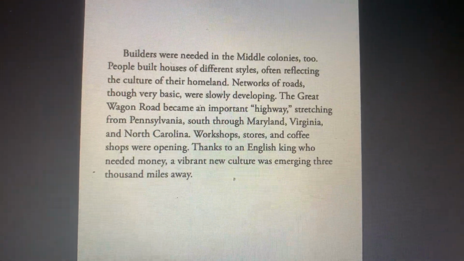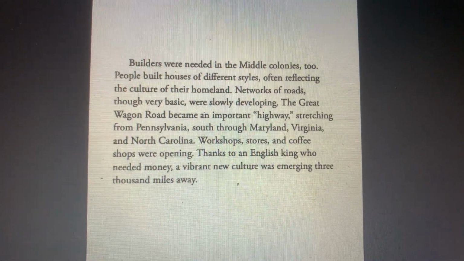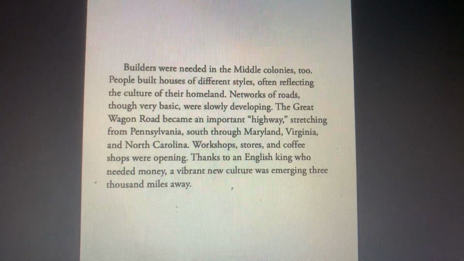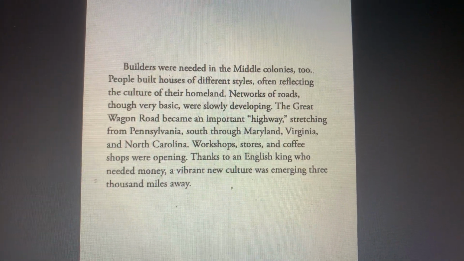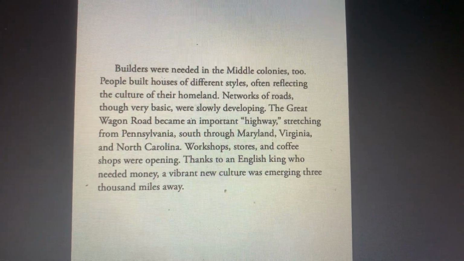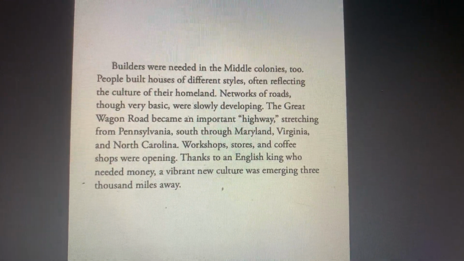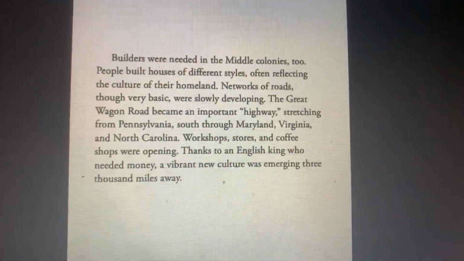Builders were needed in the Middle Colonies too. People built houses of different styles, often reflecting the culture of their homeland. Networks of roads, though very basic, were slowly developing. The Great Wagon Road became an important highway, stretching from Pennsylvania south through Maryland, Virginia, and North Carolina. Workshops, stores, and coffee shops were opening. Thanks to an English king who needed money, a vibrant new culture was emerging 3,000 miles away.